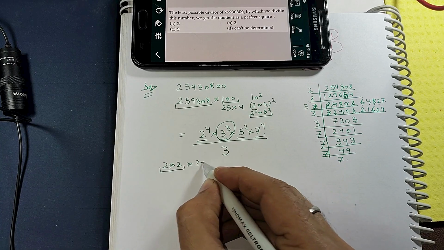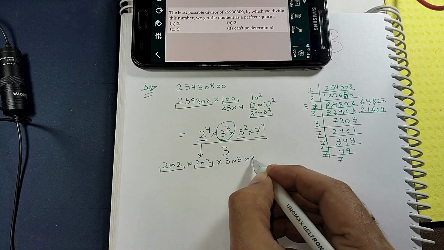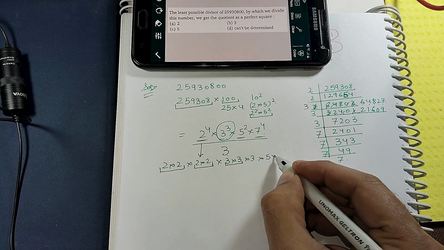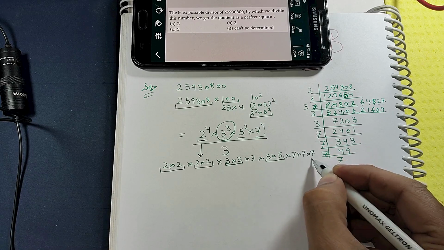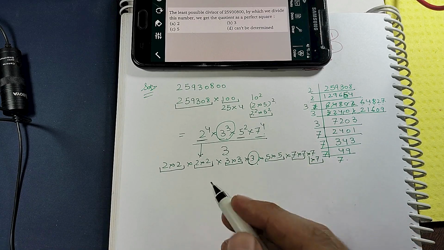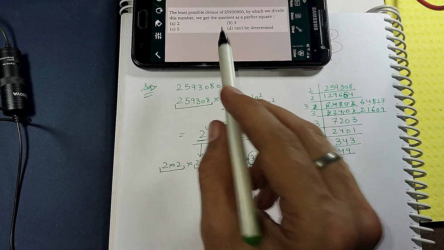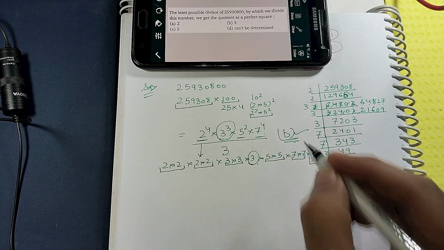So 2 into 2, 2 into 2, 2 pairs from this. 3 into 3 into 3, 1 pair from this. 5 into 5, 1 pair from this, and 7 into 7 into 7 into 7, 2 pairs from this. But this extra 3 has to be removed. It has been asked with which number it must be divided, so that is 3. So the right option is option B.